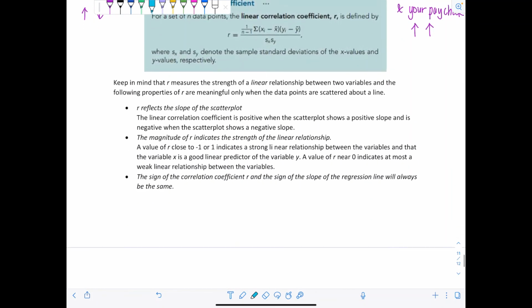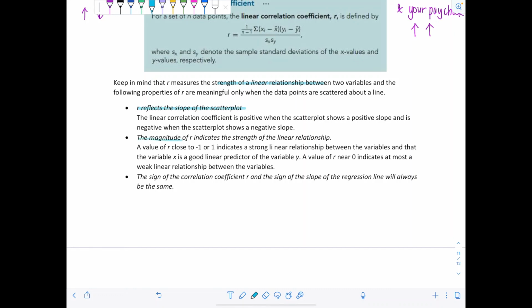So just some facts I wanna reiterate. R measures the strength of a linear relationship between two variables. And so the following properties of R are going to be meaningful only when the data points are scattered about a line. First, R reflects the slope of the scatter plot. So the linear correlation coefficient is positive when the scatter plot shows a positive slope and is negative when the scatter plot shows a negative slope.